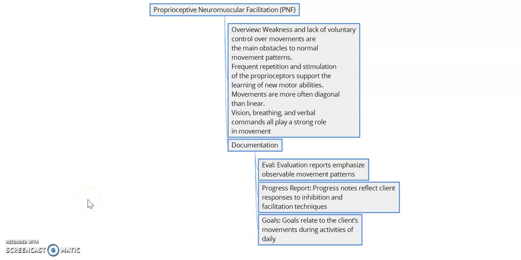When doing documentation under PNF, your evaluation report should emphasize observable movement patterns. Your progress report should reflect client responses to inhibition and facilitation techniques, so what worked for them and what didn't. And your goals under PNF should relate to the client's movements during activities of daily living.